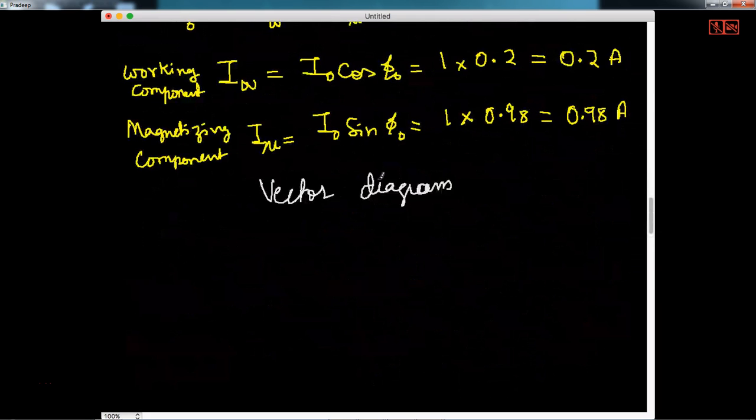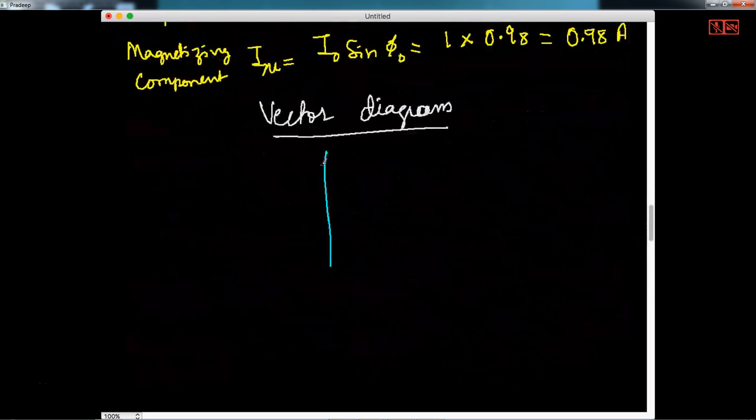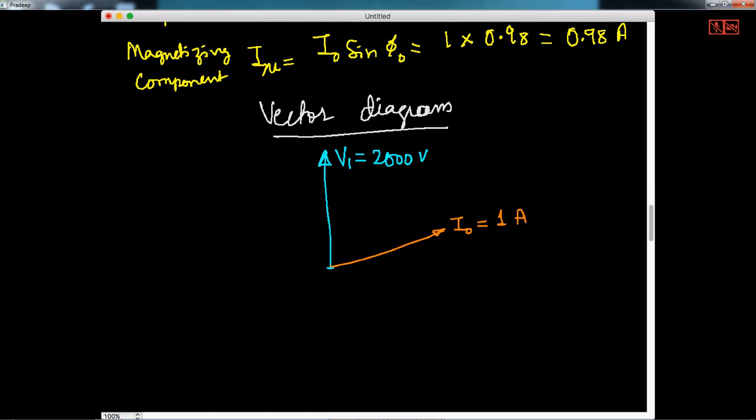What do we have first? First I have the voltage V1, which is equal to 2000 volts, and this I will consider as the reference. If this is the reference, then the I naught current is 1 ampere. So this is I naught equal to 1 ampere. This angle we already calculated, and the angle we got is phi naught, which is 78.5 degrees.